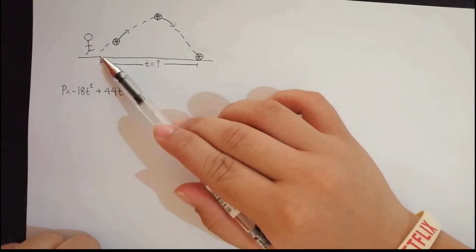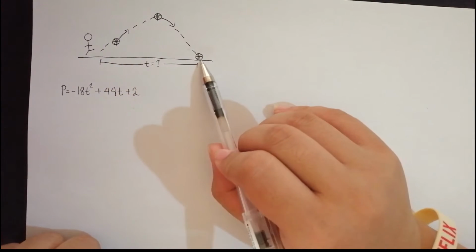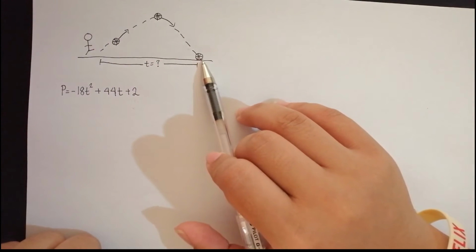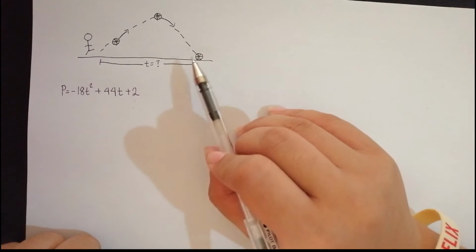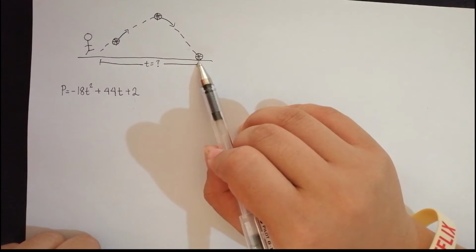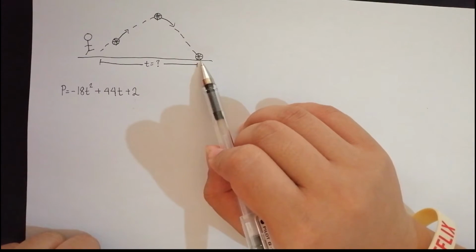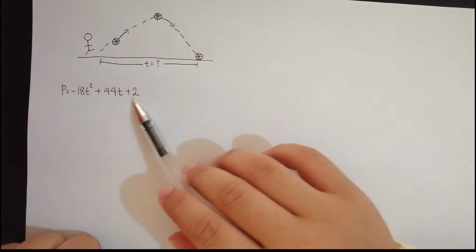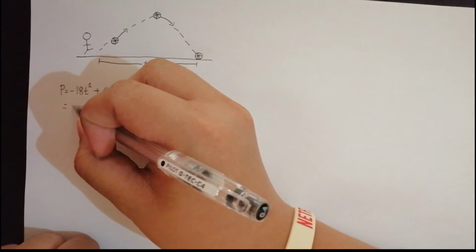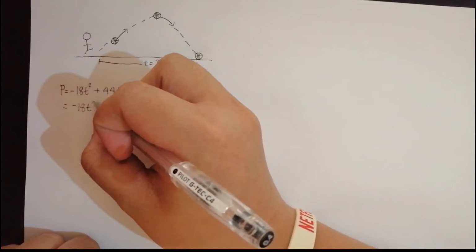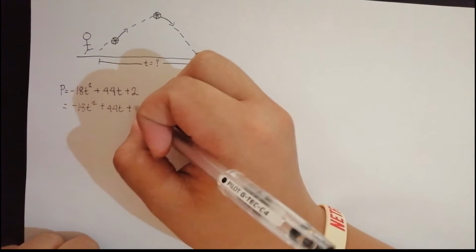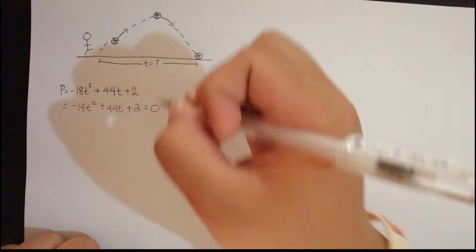So the question is, when will the ball end? After kicking, as it goes up and down, the distance of the ball from the ground will obviously be 0, and that's when the journey of the ball ends. So this will be the question now. We will have to make this equation equal to 0. So we do this: negative 18t squared plus 44t plus 2 is equal to 0.